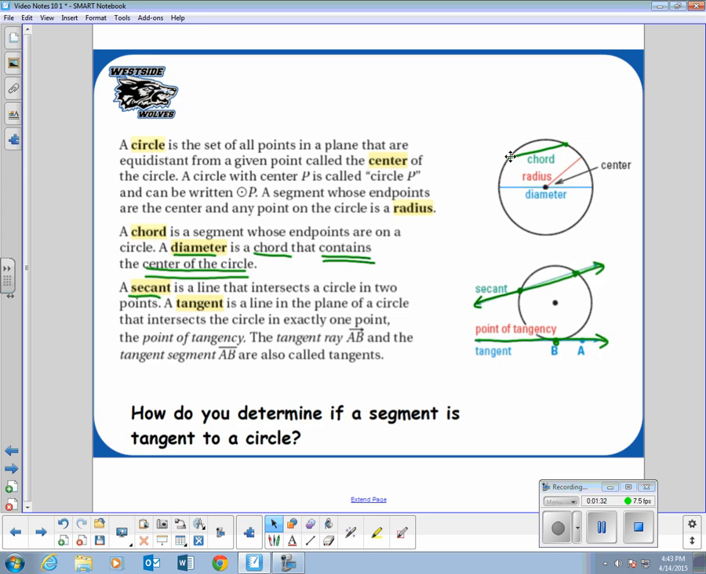And so those are some of our key words that we need to know about when we're talking about circles. One of the big things about our lesson today is how do you determine if a segment is tangent to a circle? Not just by the picture, but mathematically. So we're going to get into that after we learn a few postulates and theorems and a little more vocabulary, and we'll talk about that.